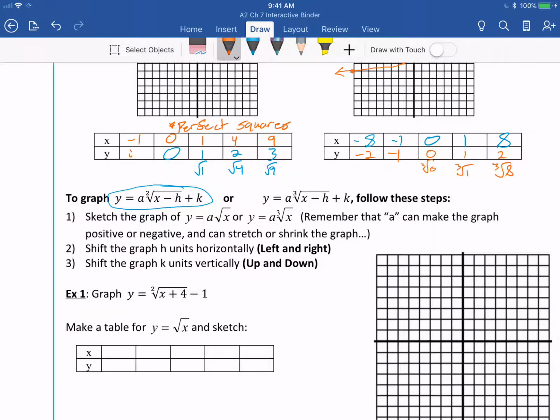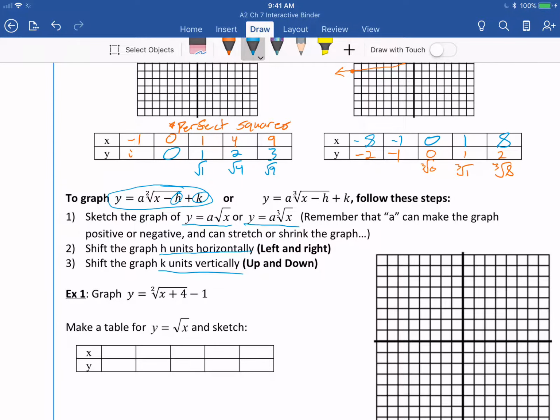So now, the main thing that we're going to look at today is graphing these. You need to sketch the graph of y equals a times the cube root of x, or y equals a times the square root of x. Remember here that a can make the graph positive or negative. It can stretch it, it can shrink it. Okay, so that's what my a is. We're going to first graph that a times the square root of x, a times the cube root of x. We're not going to worry about these h's and k's until after. Then after we look at just that square root of x or cube root of x, we're going to move it h units horizontally and k units vertically.